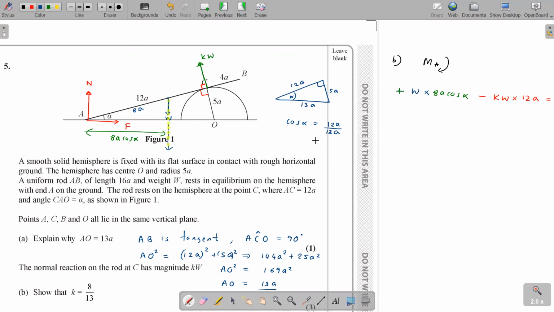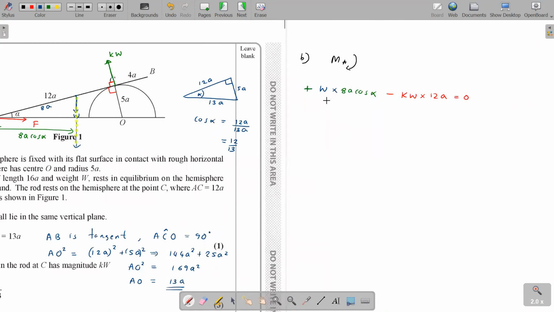Now let me write it down here. So let's work on this. W into 8A cos alpha equals KW times 12A. So A is cancelled out. Even W will be cancelled out. Do you agree with me? So 8 times cos alpha is 12 over 13. K times 12. Even 12 will cancel out. Do you see, 12 will remove with the other 12. 12 goes as a division, it removes. So K equals 8 over 13. Which is to show that.